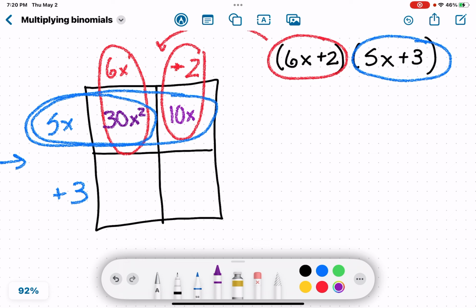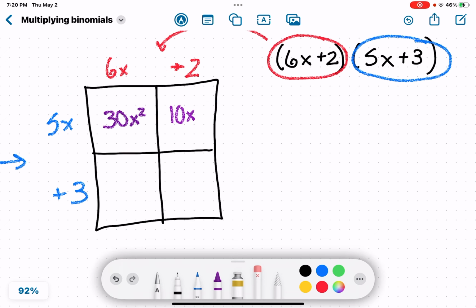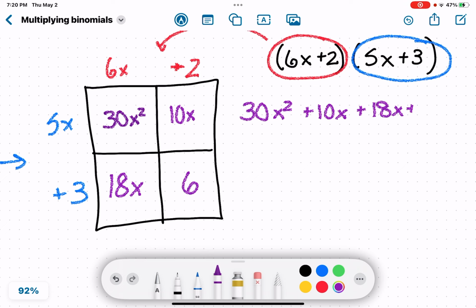Now, I'm not going to keep drawing a bunch of circles because I think it's going to get a little messy. So I'm going to erase those circles that I drew. But you get the concept now. We're basically taking the number in each column or in each row and carrying it throughout that column or row. So 6x times 3 is 18x. And 2 times 3 is 6. And then we take them out and we add them. So it's 30x squared plus 10x plus 18x plus 6.